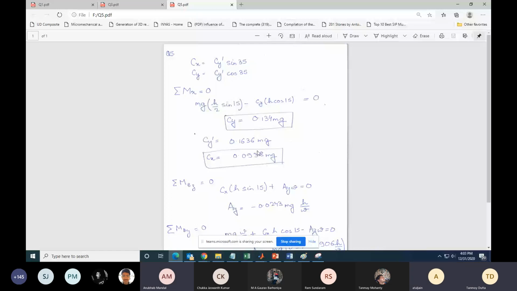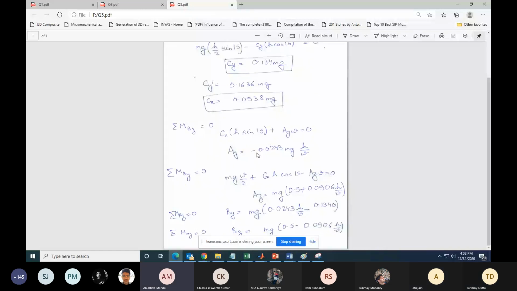Sir, can you scroll down a bit, sir? Yes, sir. Thank you. In the moment about BZ, why is mg not taken? Because mg is parallel to the z-axis. Even if it is parallel, it is not exactly passing through. But we can take the dot product, which will lead to zero. Dot product will lead to 0, I think. Okay. Yes, sir. Done, sir. Good.